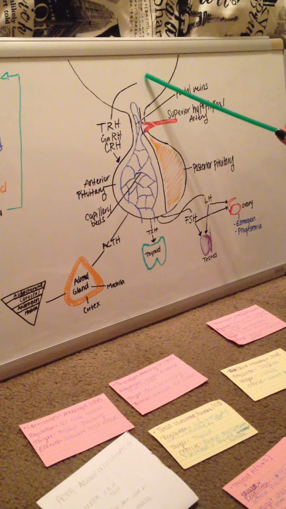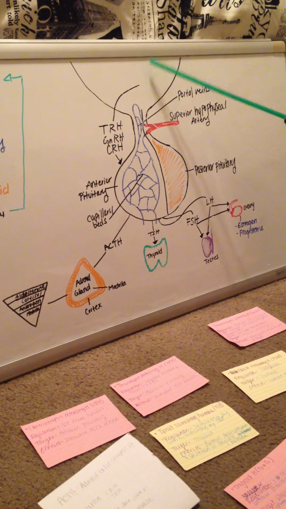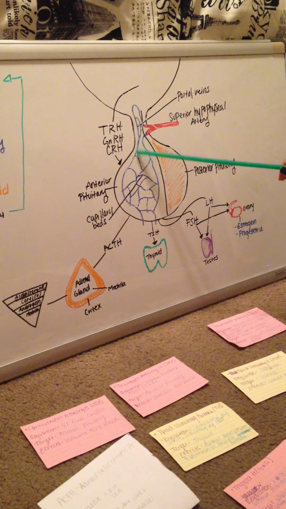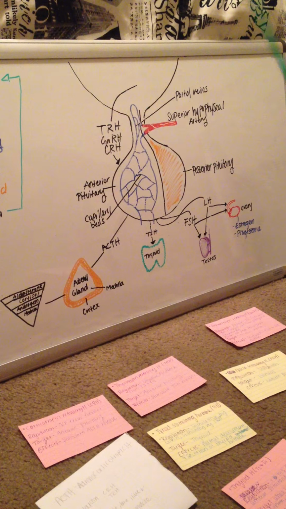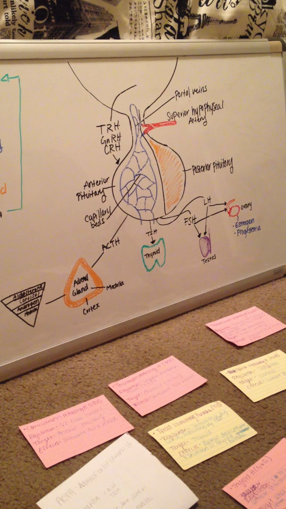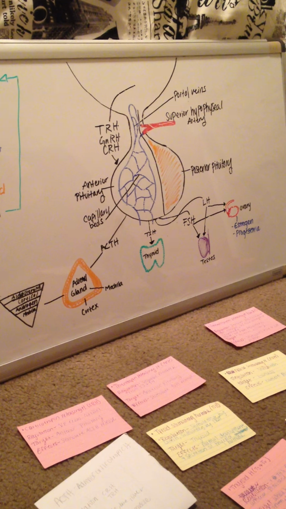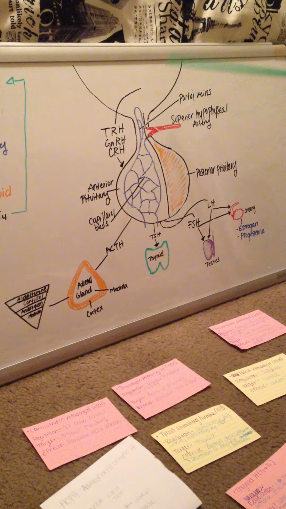So what the hypothalamus does is that it produces releasing hormones and inhibiting hormones, which is controlled by negative feedback. So it either stimulates synthesis, which is releasing hormones, or it prevents synthesis, which is inhibiting hormones. So either it tells it to make it or not to make it.